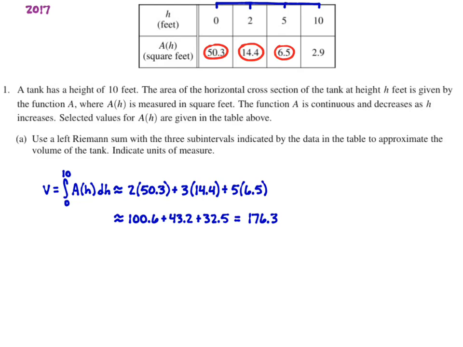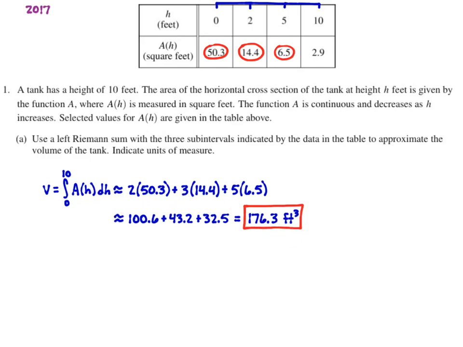Now it asks us to indicate the units of measure. Well, this should be pretty straightforward. Because we're talking about volume, it's going to be something cubed, and because we're talking about feet, it's going to be feet cubed. But to understand that a little bit more, because we're taking the integral of the area, the area is square feet, and we're multiplying it by the change in the height, and the units on the height are feet. So we have square feet times feet, which is feet cubed.